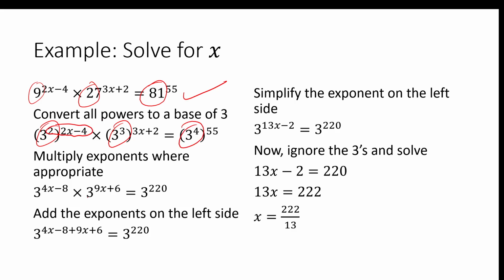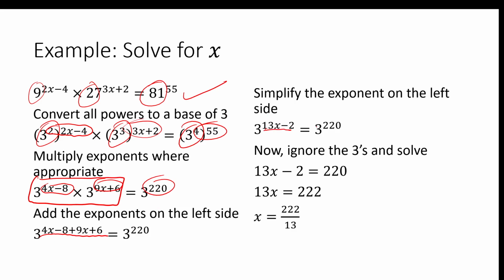So 2 times 2x minus 4 is 4x minus 8. And 3 times 3x plus 2 is 9x plus 6. And 4 times 55 is 220. Now, on the left-hand side, we're multiplying powers with the same base, so we can add the exponents. We get 4x minus 8 plus 9x plus 6, which is the same as 13x minus 2.